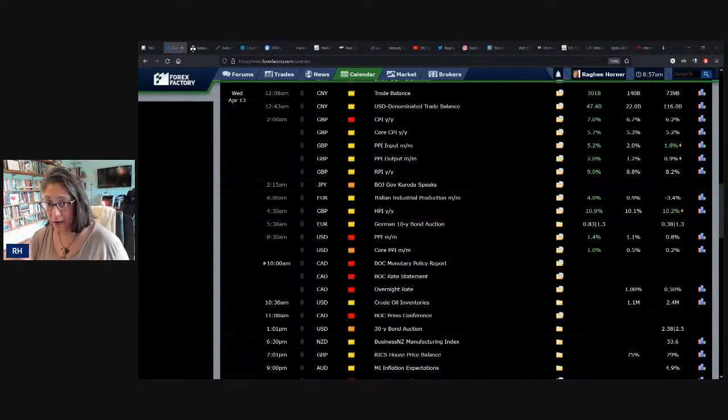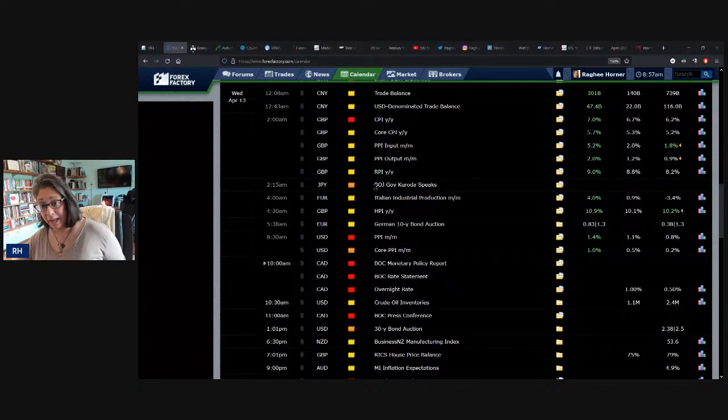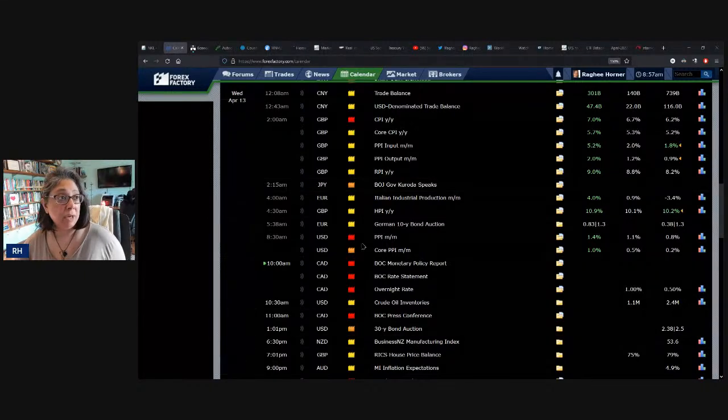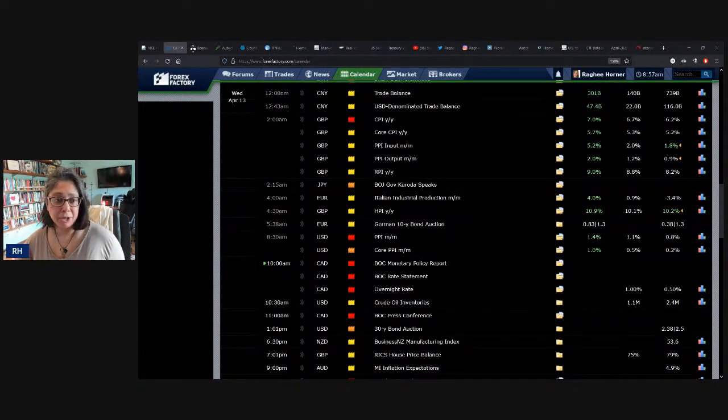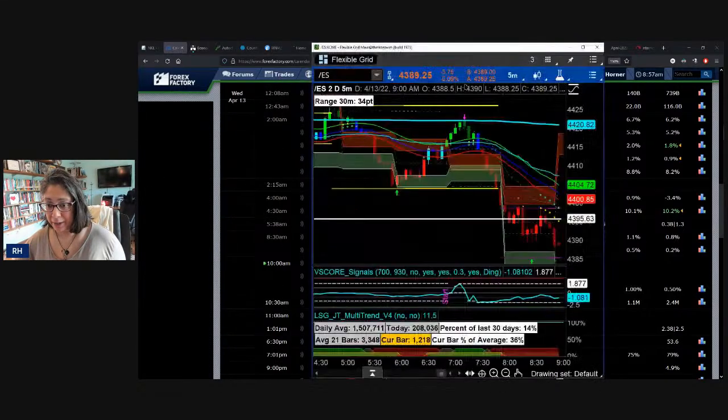All right, so we're starting off with a look at the economic calendar. Why? Well, we do have PPI data that just came out at 8:30, so we'll see what kind of aftermath on that. Currently, let me show you something here, and we'll go back to the calendar.